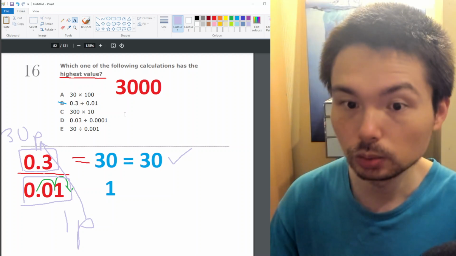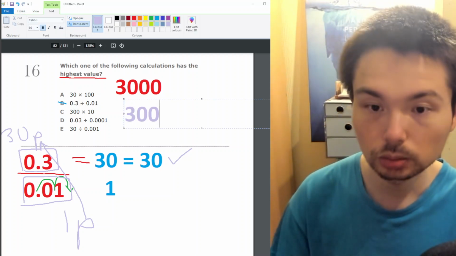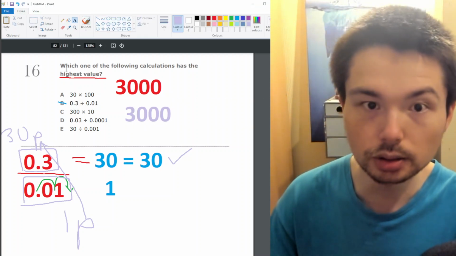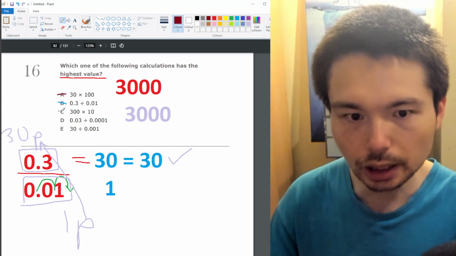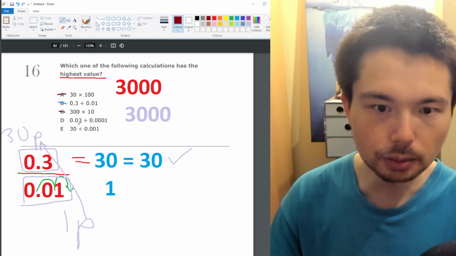Oh, wow. So really we're saying if A and C are the same, neither of them can be the answer. Examiners love throwing this trick in. Fascinating. Now we do the bottom one.